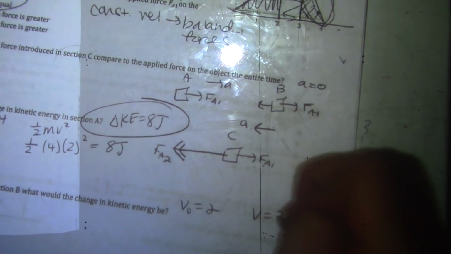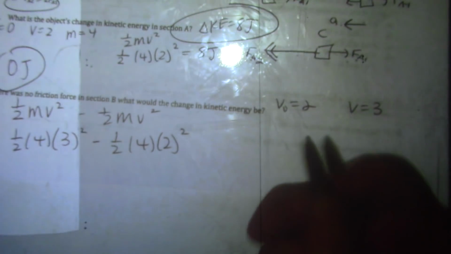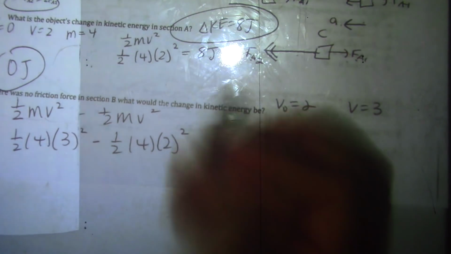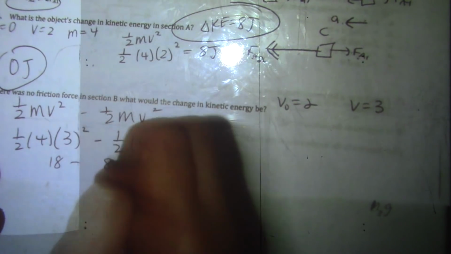Your final velocity would have been 3, and you would have had a change of 1/2 mv squared minus 1/2 mv squared, final minus initial. Mass of 4, final velocity is 3 squared, minus initial velocity of 2 squared. So this would give me 18 minus 8, so that would be a change of 10 joules.